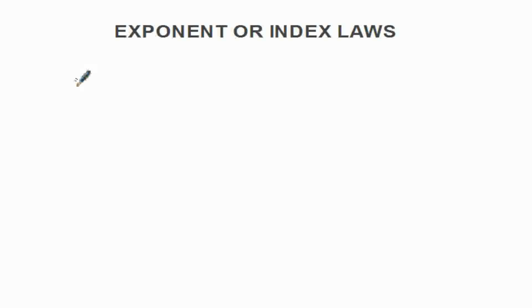In this video we are going to learn about laws of indices, or we can call them exponent laws. Starting with, let's first multiply this. 2 power 3 times 2 power, say 4.